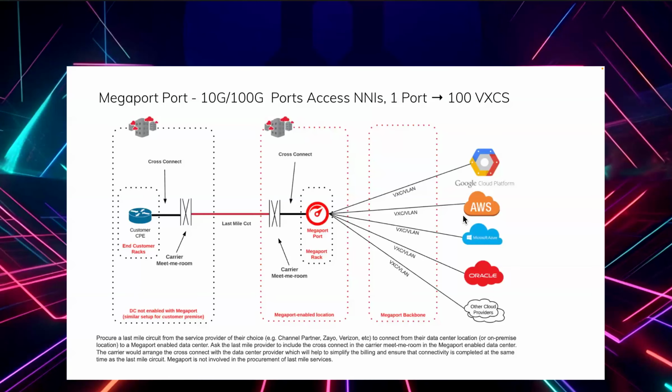And this is what it looks like in a slightly different way. So you've got the customer router getting a connection through a carrier meet me room to a last mile connection through a carrier meet me room on the data center side. Get this cross connect, which you can download the LOA from our portal once you've established that port in a Megaport rack, and then you can build those layer 2 VXCs to the cloud as I'm showing here.